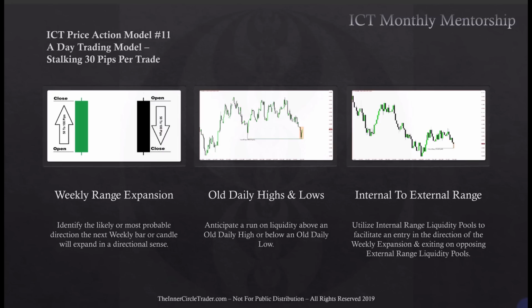We're long, and to exit our position we want to be selling it to an old high, because above that old high there's going to be buy stops, because there are traders that are short. So we use that to pair our exits. We're selling to those willing buyers above an old high.